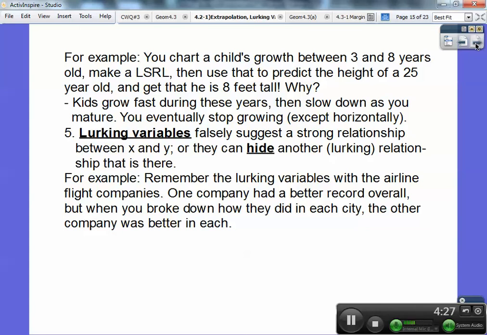It's just that company A flew from a sunny airport where they hardly had very many delays, and company B didn't fly so much from the sunny airport. They flew more from a rainy, foggy airport, so they had more delays. But company A, who flew out of the foggy airport, didn't fly too many flights out of that. So when you looked at the overall statistics, it was deceiving right there.